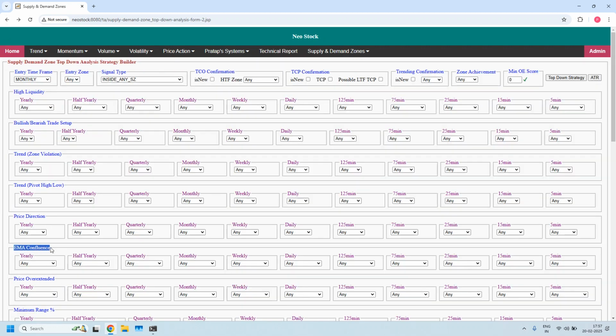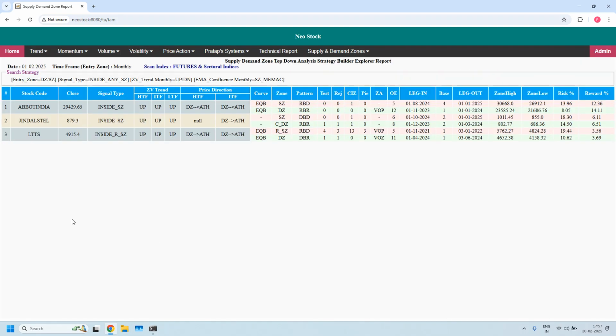EMA Confluence at monthly time frame, I am setting the filter monthly supply zone having monthly EMA Confluence, and trend on the monthly should not be sideways. It can be up or down. With these filters, we got 3 stocks. So these 3 monthly supply zones are having monthly EMA Confluence.